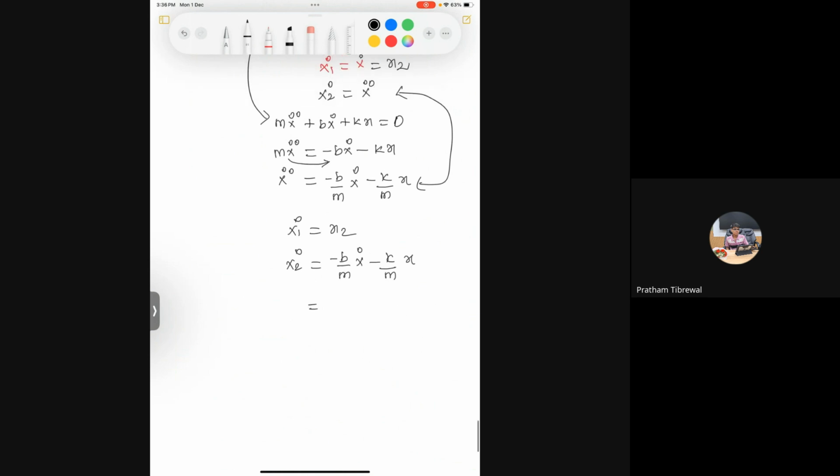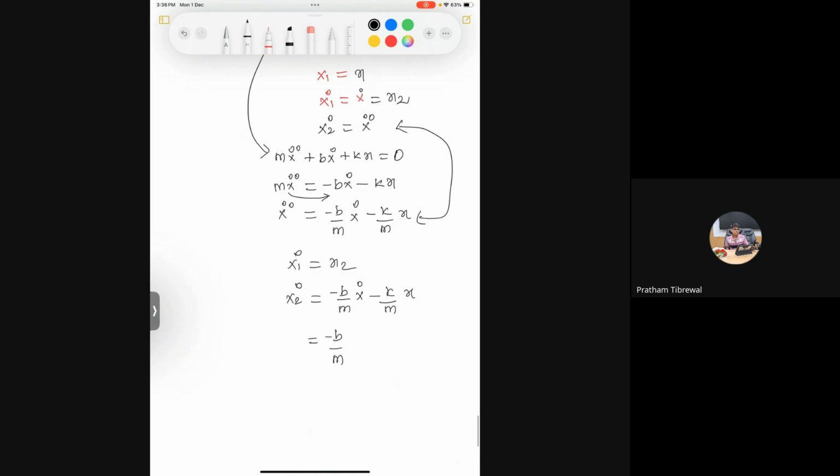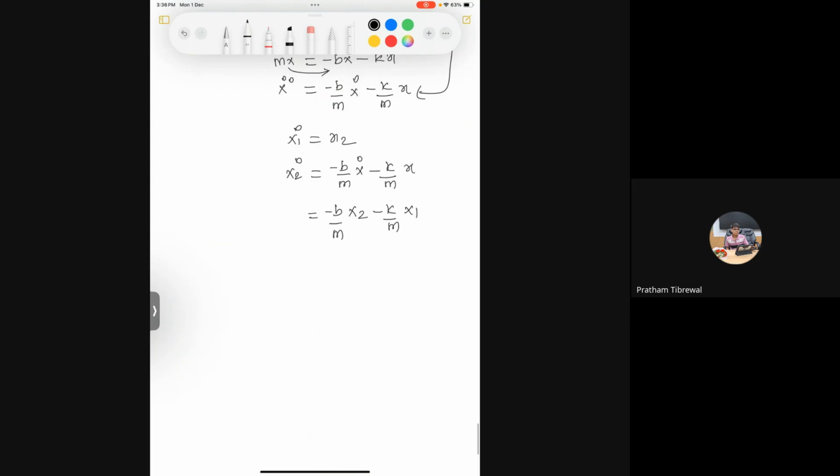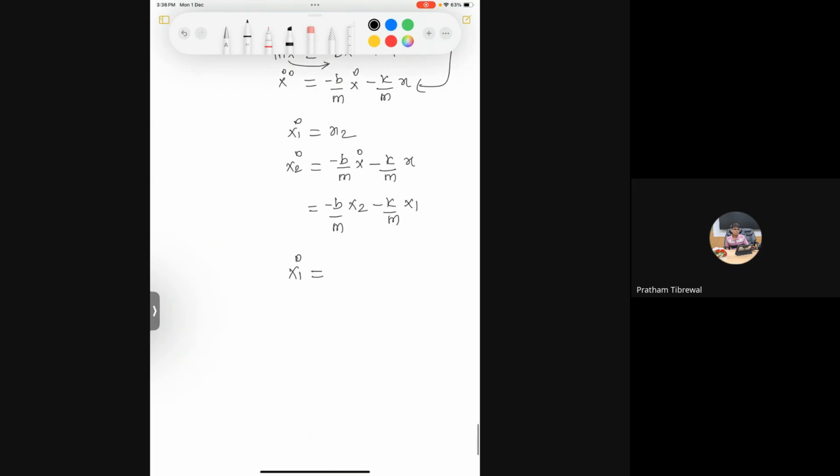What is x dot? X dot is again x2. So x2 minus k by m, x is x1. So it is x1. Now the overall equation will look like this: x1 dot equal to 0 into x1 plus x2, x2 dot equal to minus k by m x1 minus b by m x2.